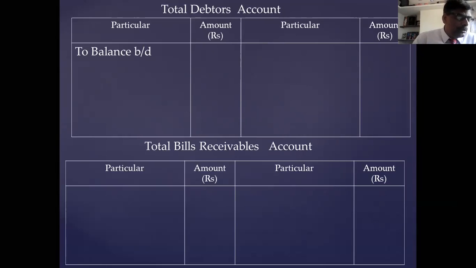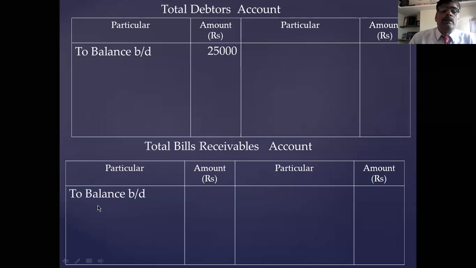Opening debtors is 25,000. Okay. And you take the bills receivable opening balance from the opening statement of affairs, it is 20,000. First two balances are taken from the opening statement of affairs.